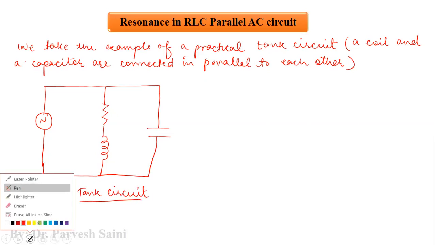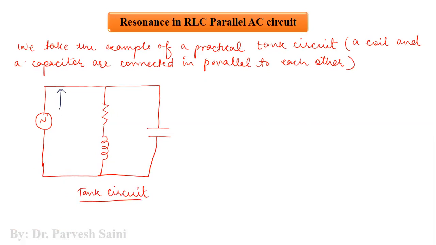Now, let us mark the parameters. Capital V is the RMS value of voltage. Capital I is the RMS current. V is equal to Vm sin theta is the input voltage. R is the resistance. L is the inductance here. And C is the capacitance. So the current in this would be, let us say, IL. And here the current is IC.